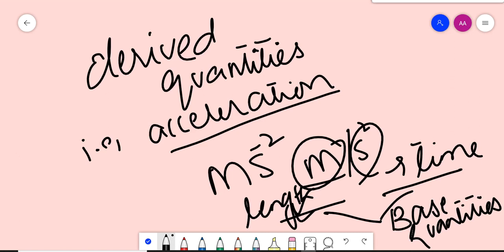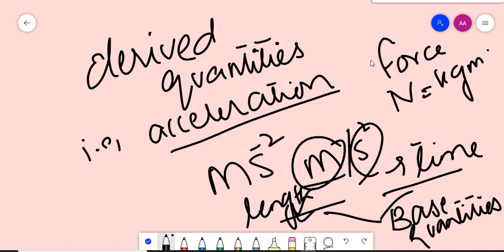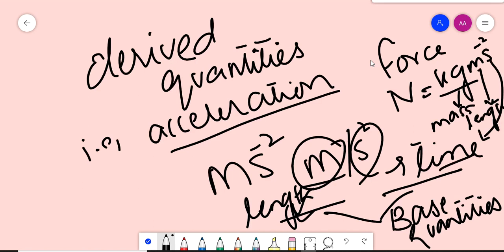We can also take one more example, that is force. In case of force, Newton is the unit of force, and Newton is equal to kilogram meter per second square. And here we can say that the kilogram is the unit of mass, meter is the unit of length, and second is the unit of time.